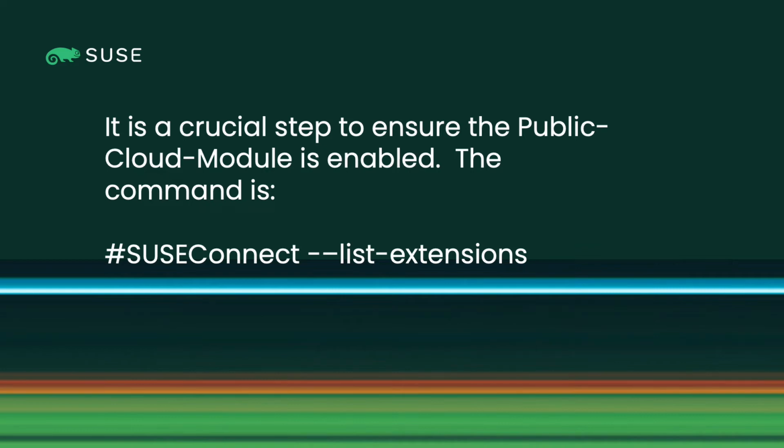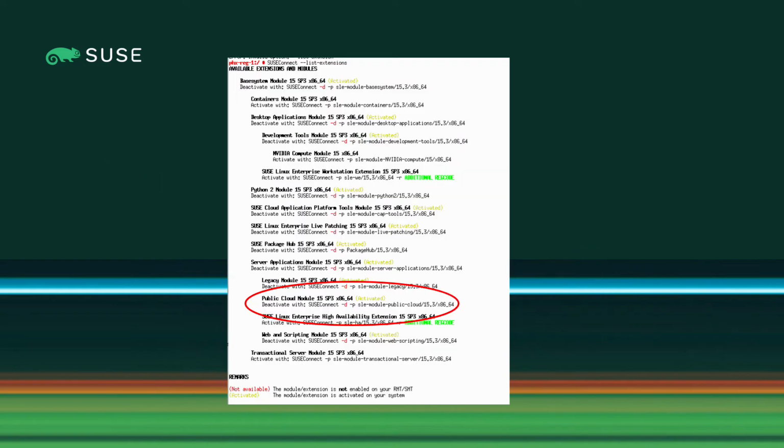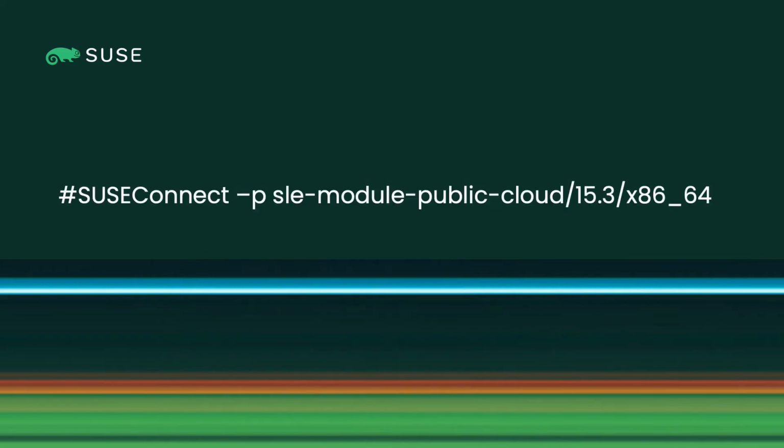After ensuring that the public cloud module is enabled, the command given in the setup guide, SUSEConnect list extensions, will provide the output shown here as an example. Note in this picture from my lab, the public cloud module is already enabled, as noted within the red circle. If it was not enabled, the line directly below the public cloud module would show you the command to copy and paste onto a command line to activate. In our case, it would be the command shown here.